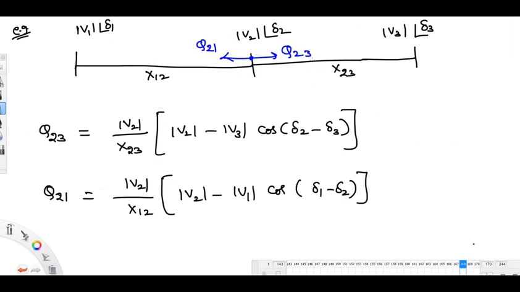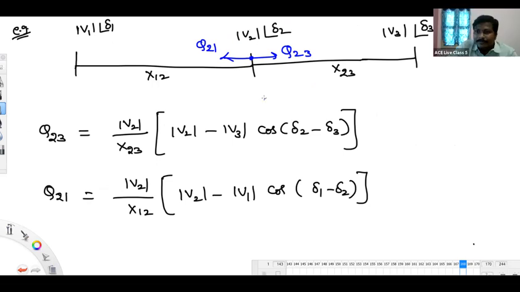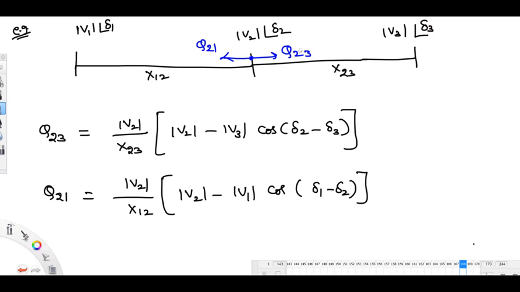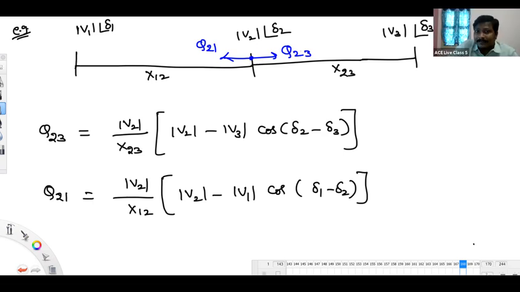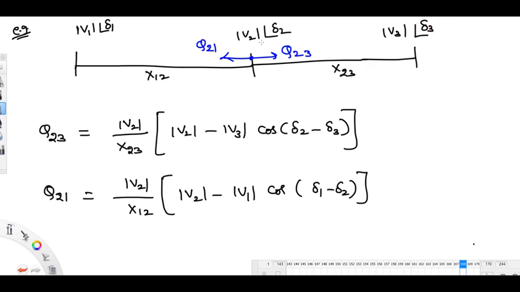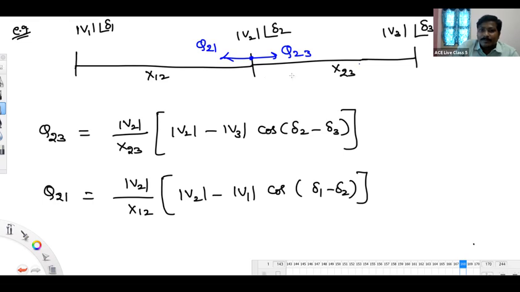Then what you have to do? First, you should take the mod V2 value. Then you should take mod V3 referred to mod V2, that is mod V3 cosine of angle. Then compare these two. If mod V2 is greater compared to mod V3 cosine of angle, then I can say bus 2 is delivering reactive power into the line. Else, if it is coming negative, I should say that bus 2 is absorbing the reactive power from this line.